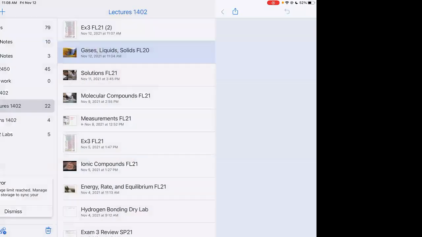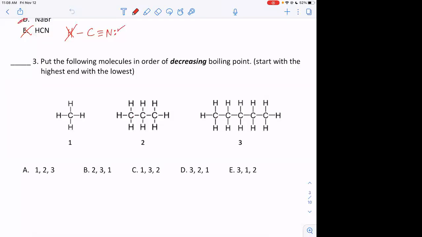So we just need to pick the largest and go to the smallest. So 3 there is our largest, 1 is our smallest. So it should be 3, 2, 1. So that's D. Some people picked A. Maybe they just got it backwards.